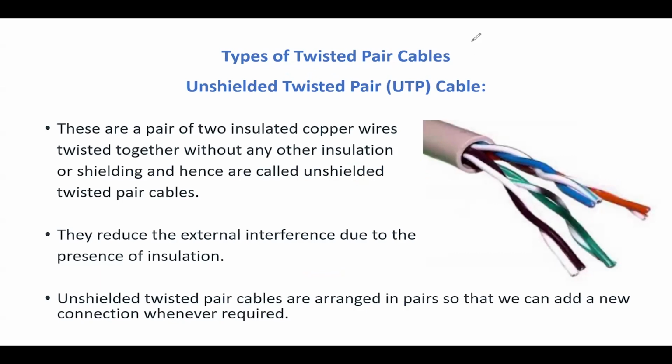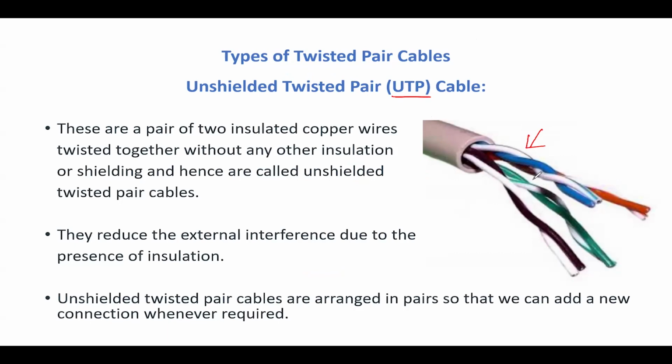All right. Now, when it comes to twisted pair, there are two types. One is shielded, and another is unshielded twisted pair. Let us see what an unshielded twisted pair, or UTP cable, is. The first one we saw in the initial image is similar. That is nothing but an unshielded twisted pair.